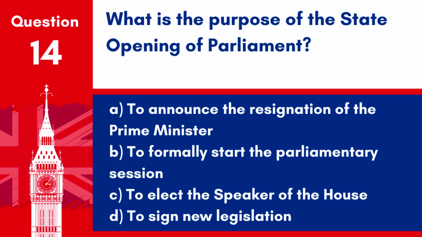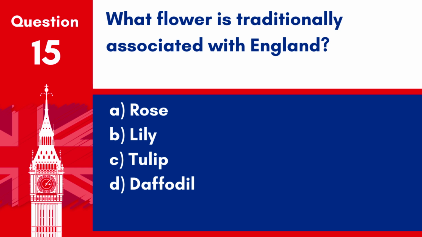Question 14. What is the purpose of the state opening of Parliament? A. To announce the resignation of the Prime Minister. B. To formally start the parliamentary session. C. To elect the Speaker of the House. D. To sign new legislation. Answer: B. To formally start the parliamentary session. The state opening of Parliament marks the formal start of the parliamentary session and includes the Queen's speech outlining the government's agenda.